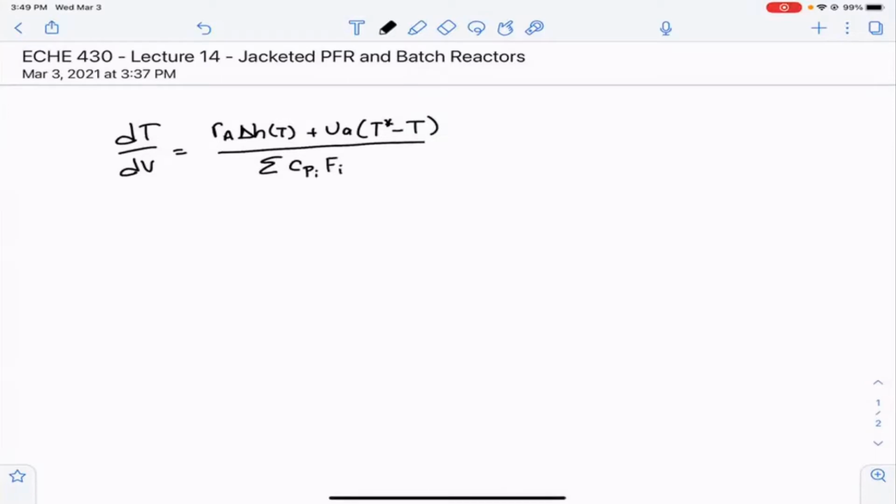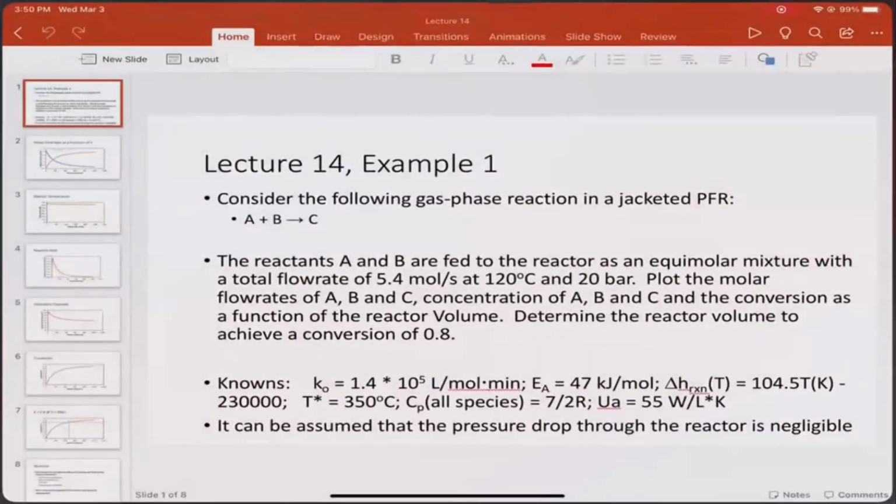And what I would like to do today is to solve an example where we have to implement this. And of course, if we're going to do that, we need a problem to solve. So let's look at one.